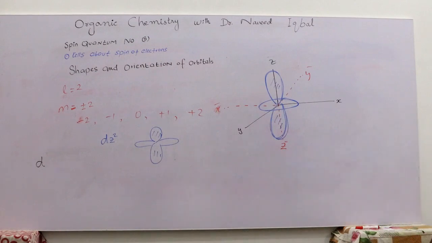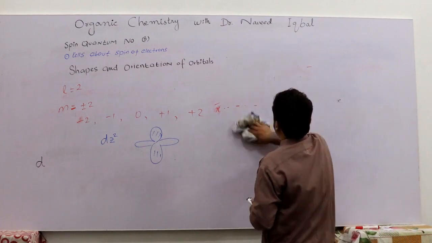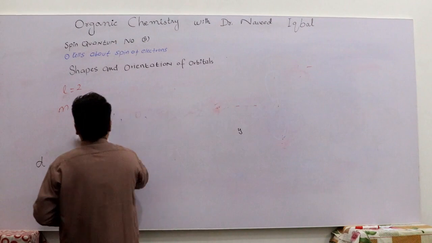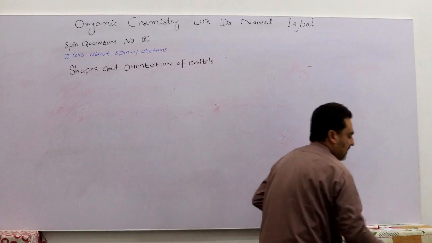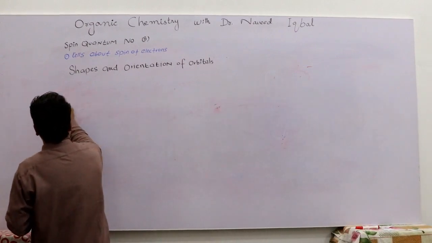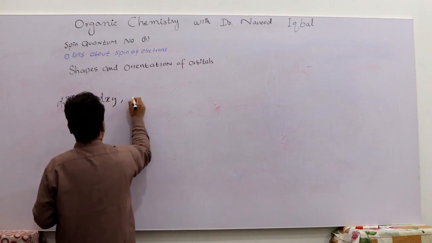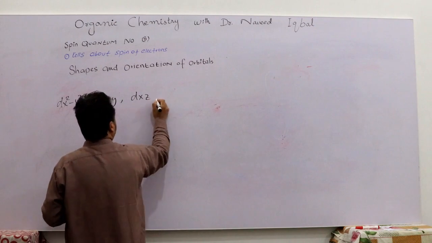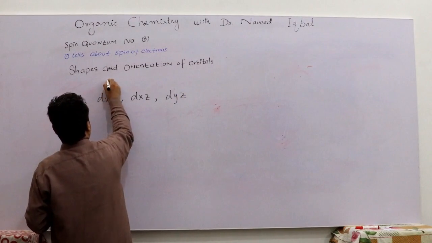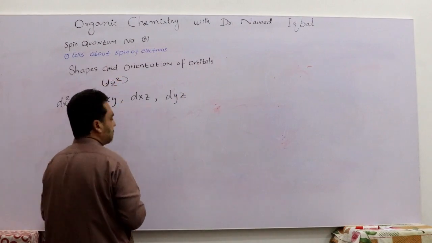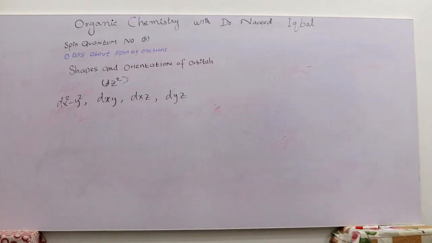Now let's move to the other orbitals, the remaining orbitals of d: the dx squared minus y squared, the dxy, the dyz, the dzx. Let's go to the dx squared minus y squared, dxy, dxz, dyz, and we did this one. Now how do they look? The simplest one among them, I think, is the dx squared minus y squared.